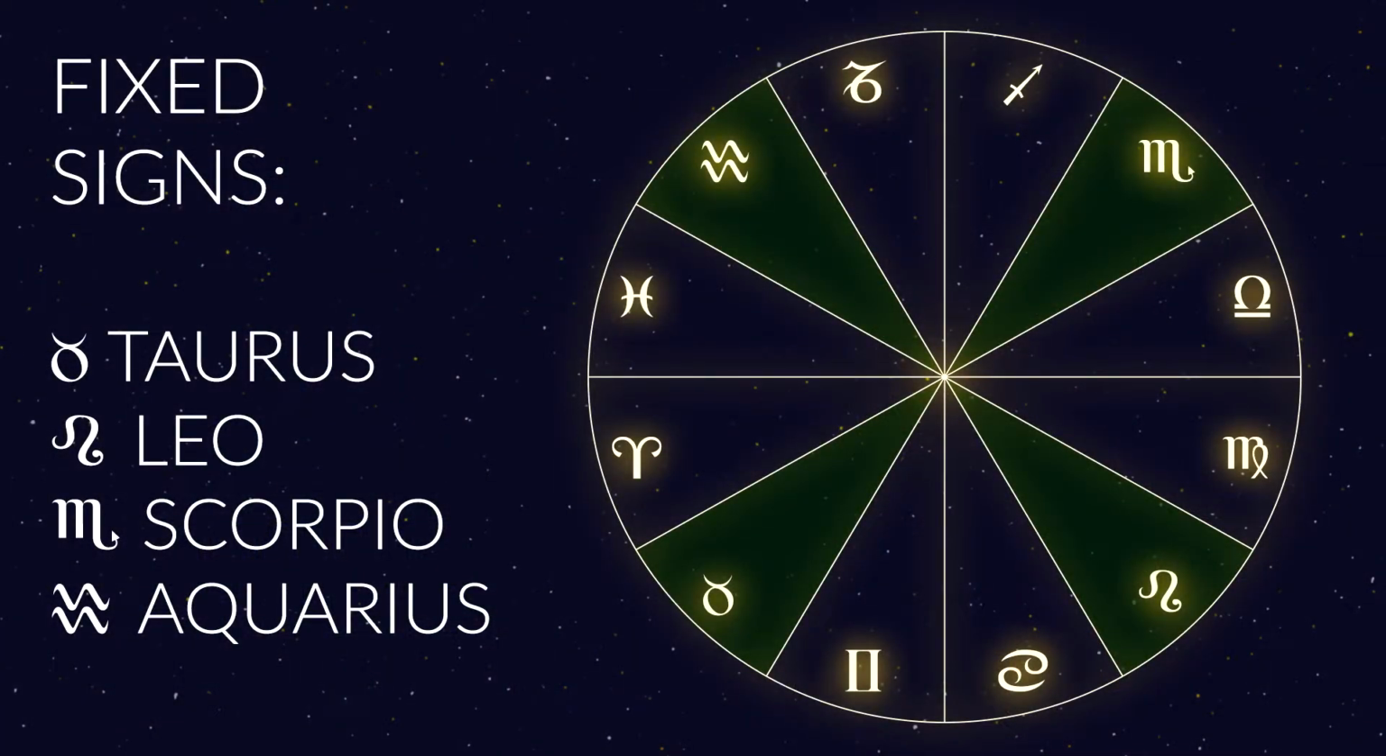So the second mode is the fixed signs, and the fixed signs are Taurus, Leo, Scorpio, and Aquarius. These signs are typically characterized as kind of slower. Stubborn is a word that gets associated with them a lot. Kind of rigid and set in their ways, they dig in their heels a lot, and once they find a way that works, they just kind of stick with it. Their motto is like, if it's not broke, don't fix it, because whatever way works for them is just what they're going to do until they die.